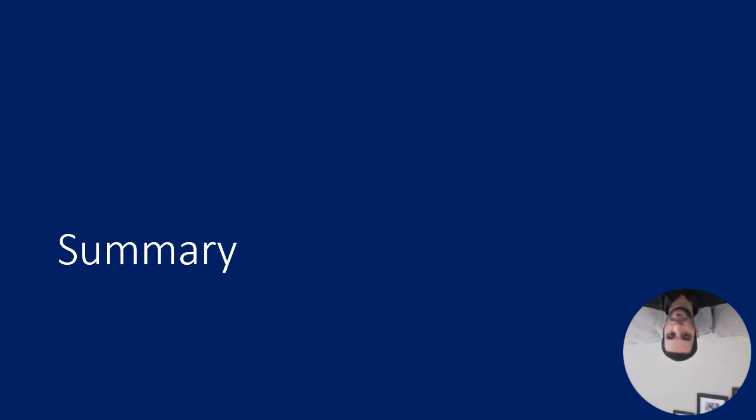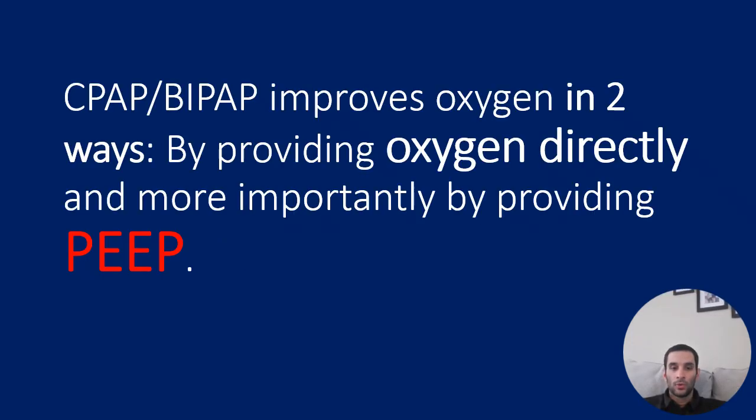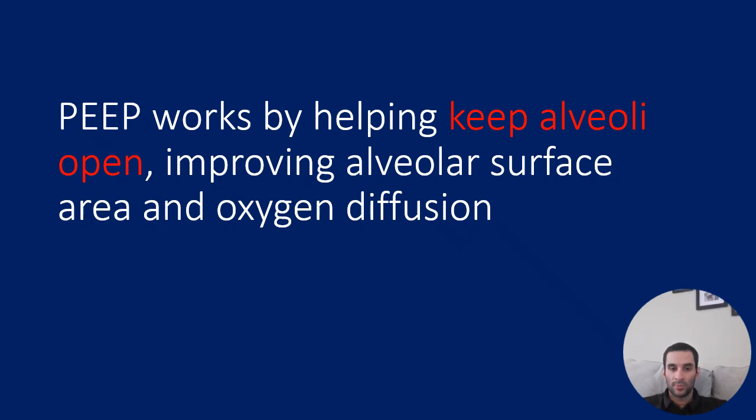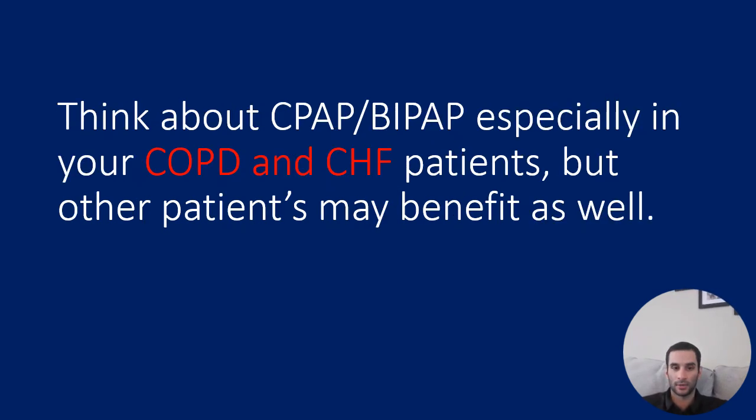So summary. CPAP and BiPAP give you oxygen and they give you PEEP. And that's the way they help your oxygenation problem. PEEP keeps the alveoli open, giving you more alveolar surface area for oxygen diffusion. So it helps you get that oxygen in. COPD and CHF are the ones I want you to think about first when you're thinking about CPAP and BiPAP, but other patients may benefit as well.